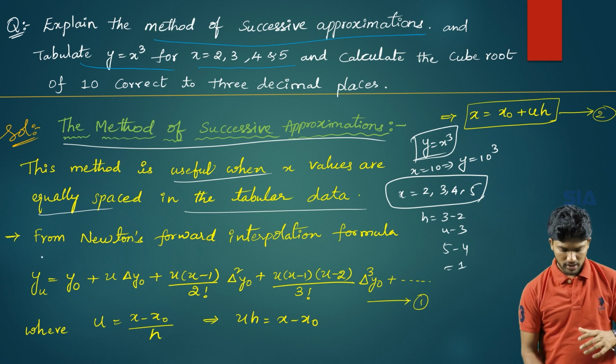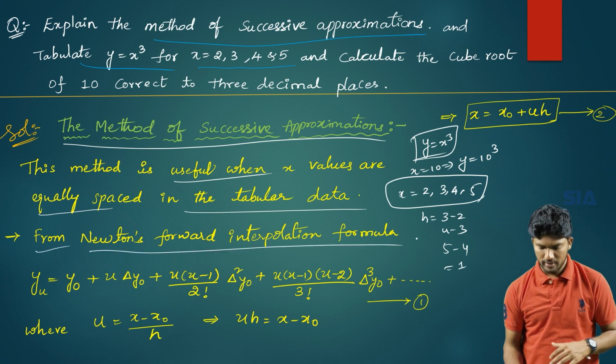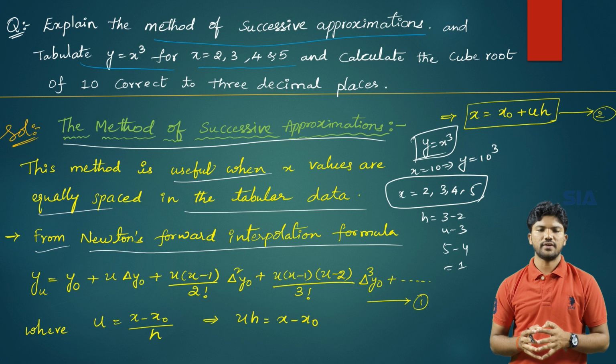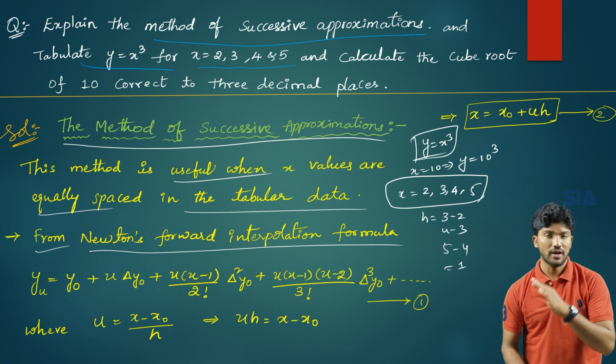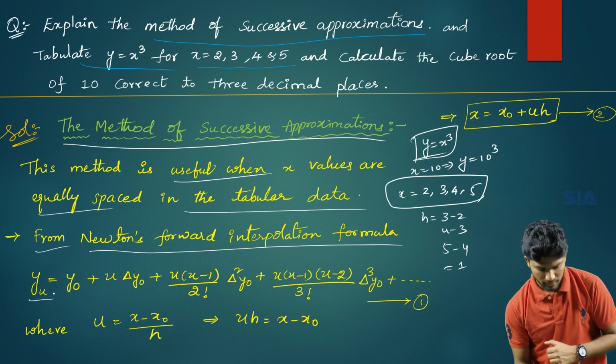Okay, so from Newton's forward interpolation formula, what is the formula? Newton's interpolation formula is y suffix u.